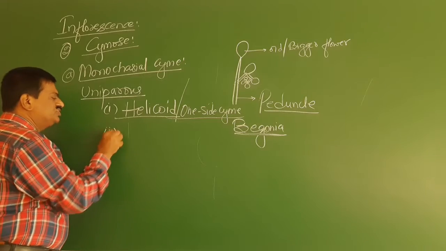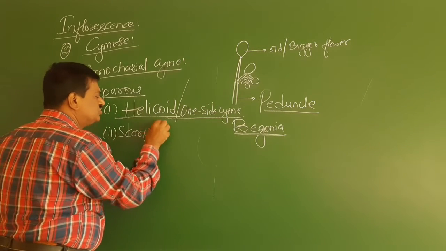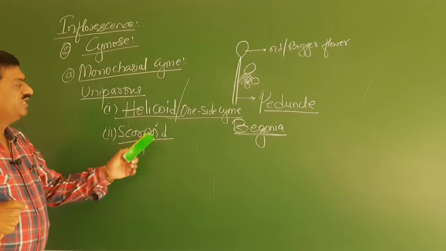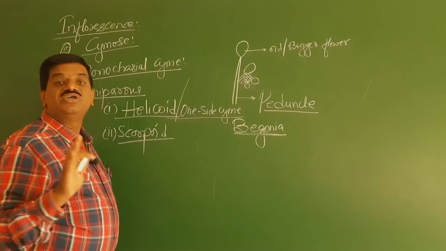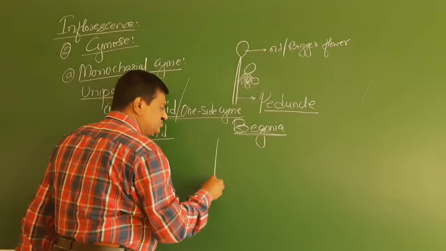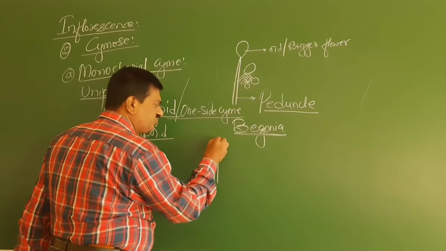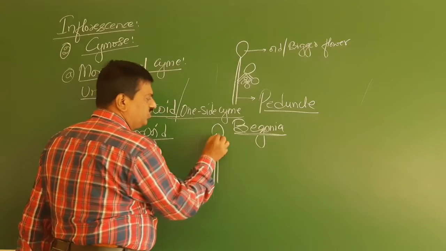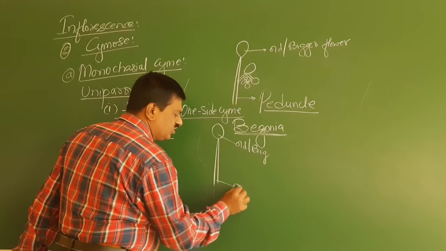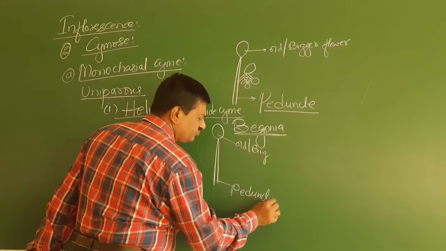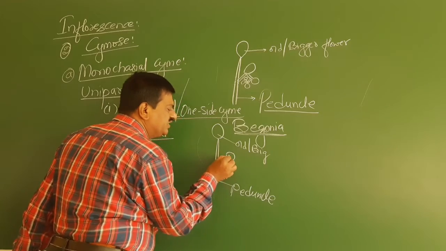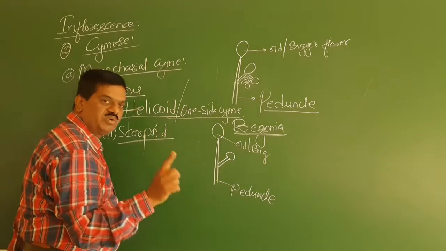So we go for the second one called scorpioid. In a scorpioid, there are flowers in a zigzag way, on the left and right side. I will repeat this. Here you can see a peduncle with an older, or bigger, flower. This is called the peduncle, and flowers are there on only one side, hence it is called monochasial.